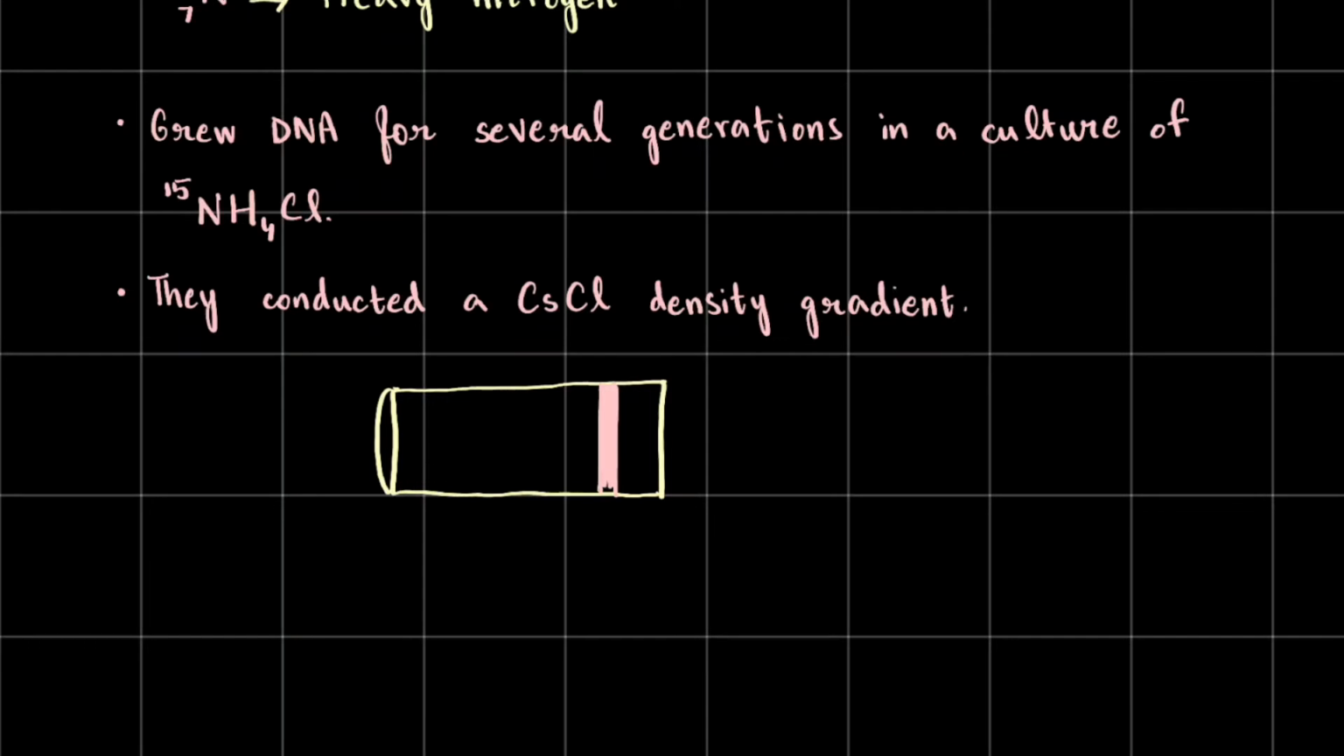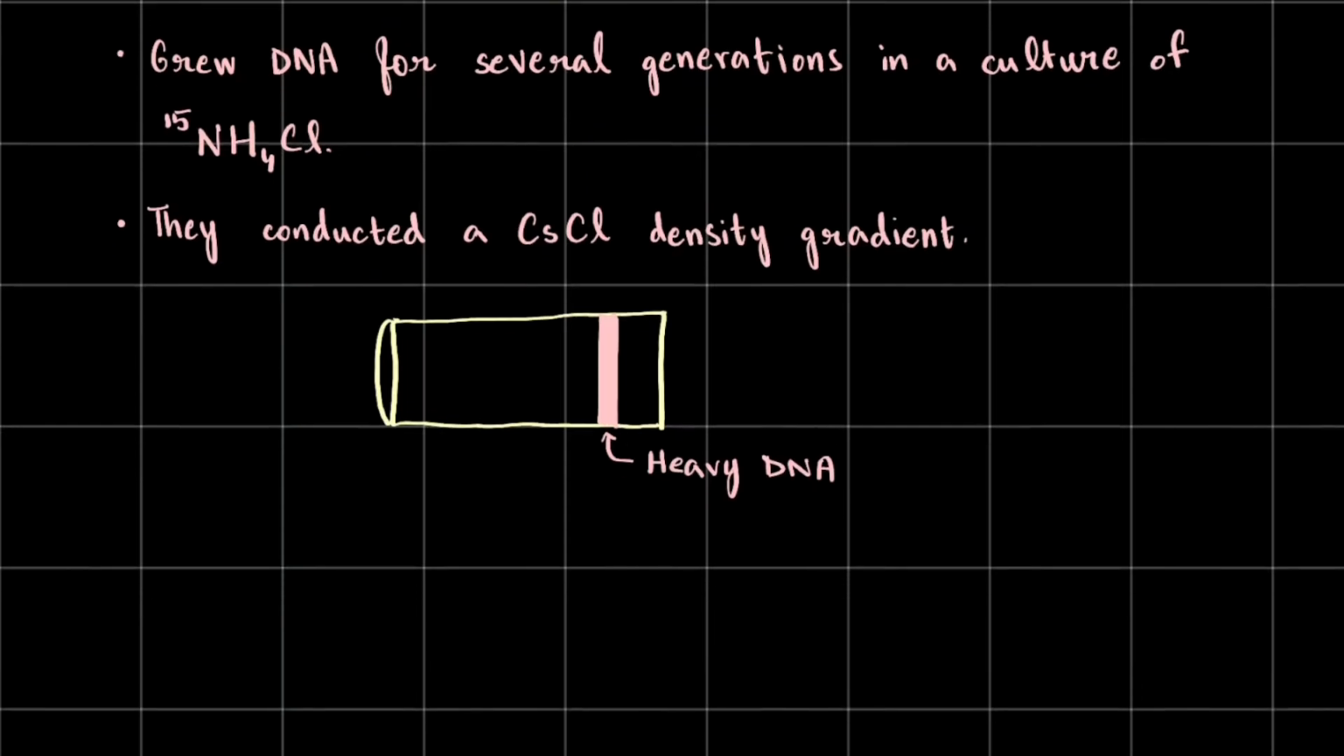Since all the DNA is heavy DNA, 15NH4Cl DNA, all of it will accumulate in more or less exactly the same place, right? So it will form a single thick band comprising 15NH4Cl DNA, or heavy DNA. Let me just label it here. This is heavy DNA. So it just forms a single band, and this is the CSCl density gradient, and this is the first step of the experiment, right?